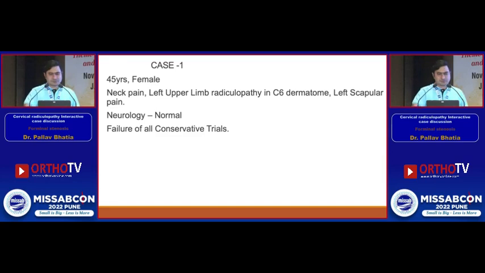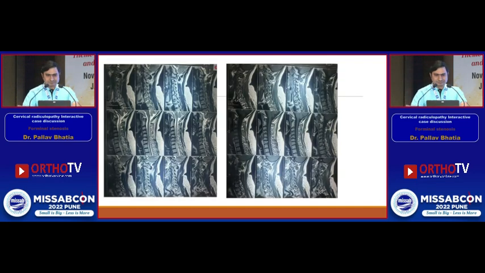So this is the first case. She is a 45-year-old female having neck pain, left upper limb radicular pain in the C6 dermatome, and left scapular pain since almost 6 months. Her neurology is normal. She has tried all the conservative management, but that has failed.